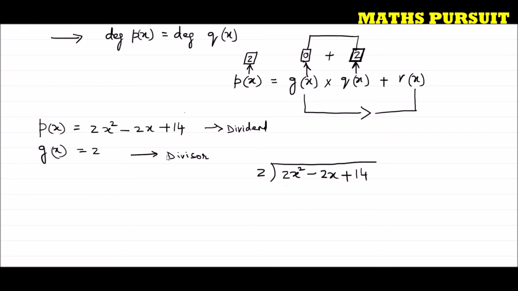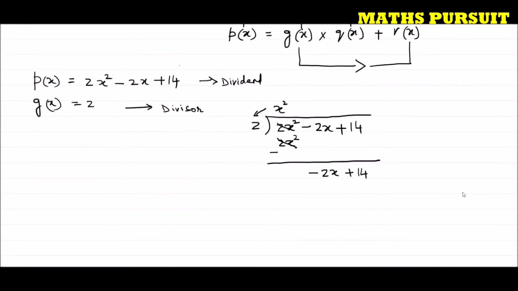If I multiply x^2 with this 2, I am going to get 2x^2. Hope guys till here we are very clear. And we are going to subtract this, so for that reason we just reverse these signs. Here it is plus 2x^2 and here it is minus, so it cancels out, and we are left with minus 2x plus 14.